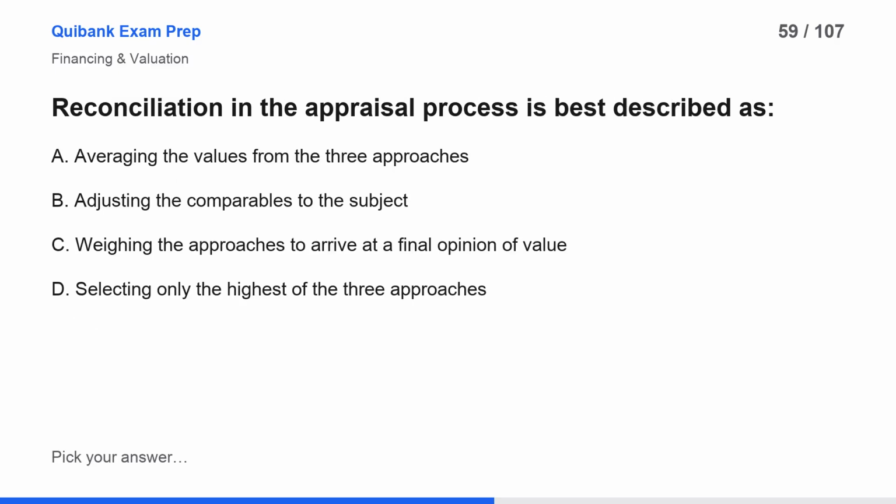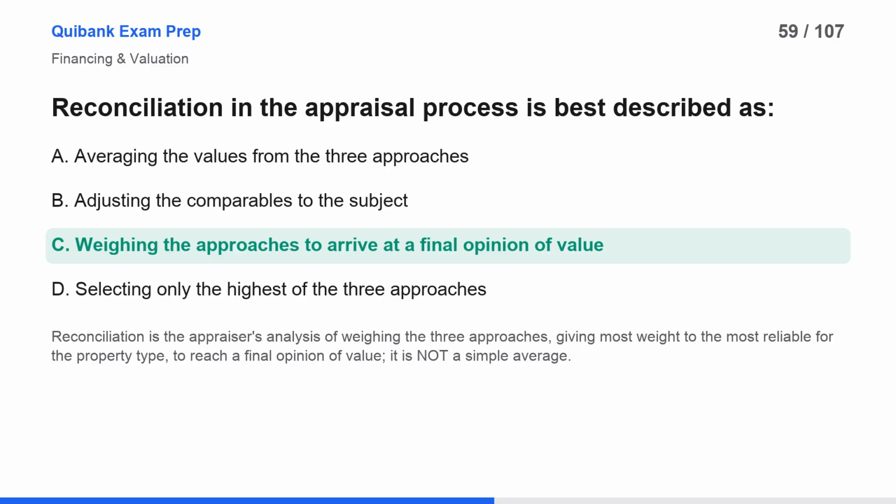Question 59. Reconciliation in the appraisal process is best described as A. Averaging the values from the three approaches. B. Adjusting the comparables to the subject. C. Weighing the approaches to arrive at a final opinion of value. D. Selecting only the highest of the three approaches. The answer is C. Weighing the approaches to arrive at a final opinion of value. Reconciliation is the appraiser's analysis of weighing the three approaches, giving most weight to the most reliable for the property type, to reach a final opinion of value. It is not a simple average.